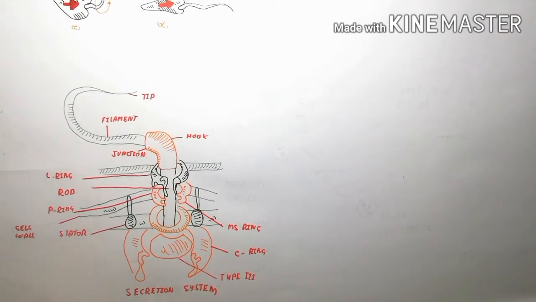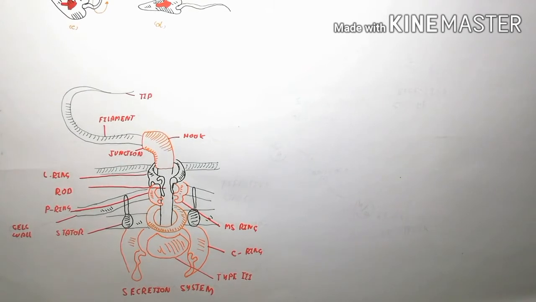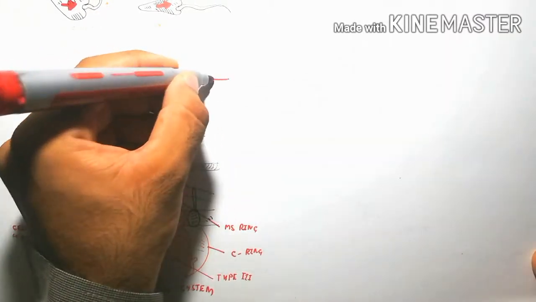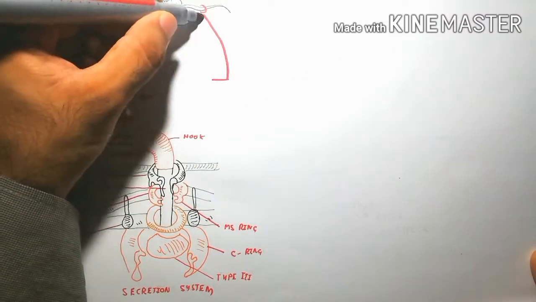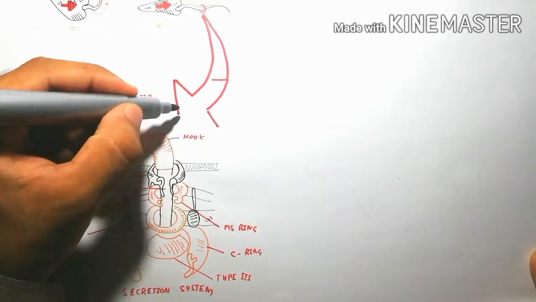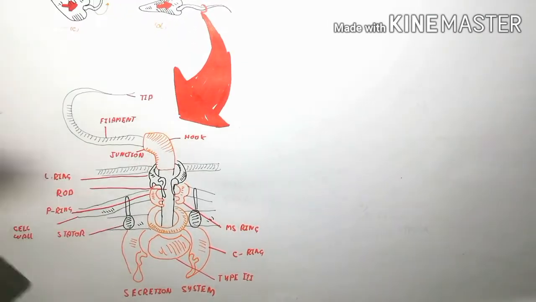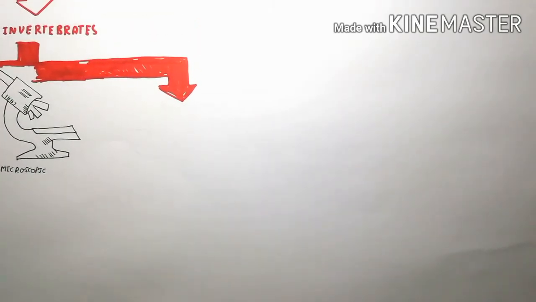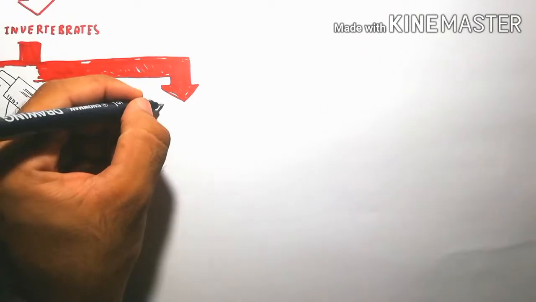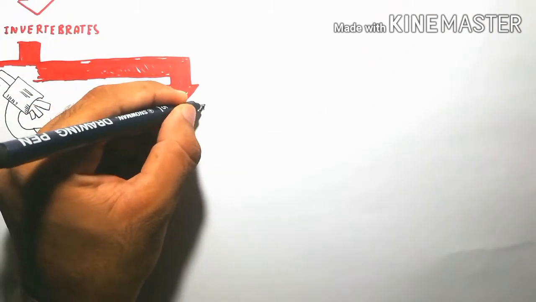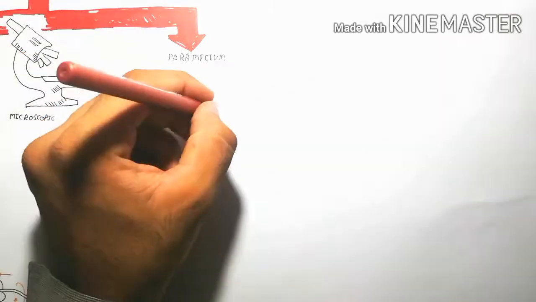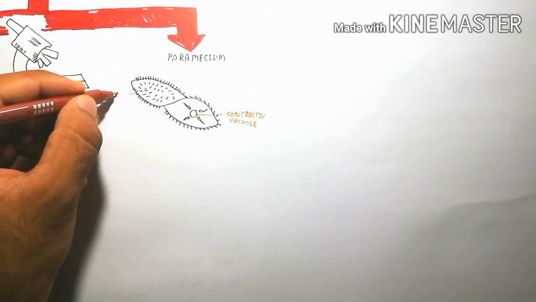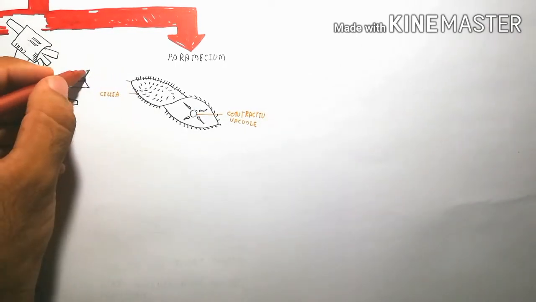Now we will talk about another invertebrate microscopic organism, the unicellular eukaryote paramecium. Paramecium contains cilia. Cilia are shorter than flagella. Flagella are long but cilia are short, and the whole body of the paramecium is covered by a great many cilia. It has a shoe-like structure, and here is the contractile vacuole.